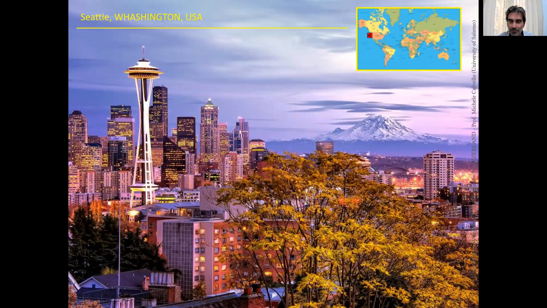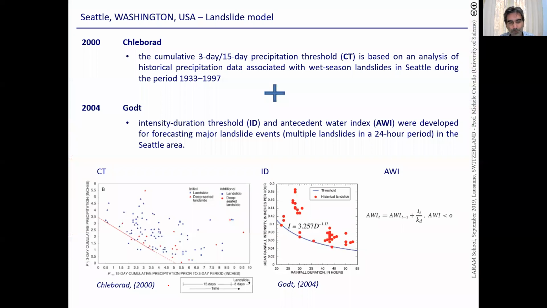Anyway, I move to another example, and I move to another example to highlight different issues. So let's move to Seattle. Let's move to the United States, the western part of the United States, where the issue that I want to address now is the landslide model.